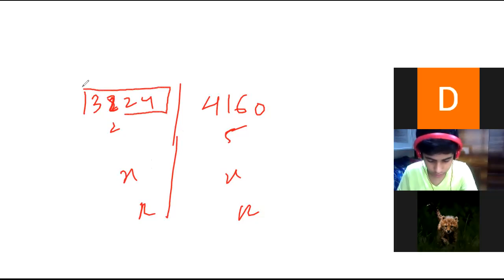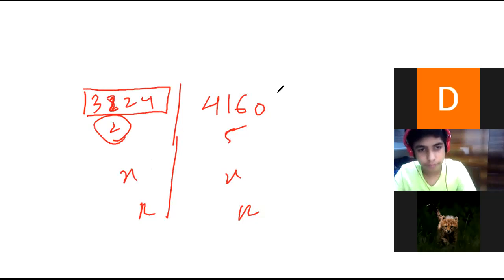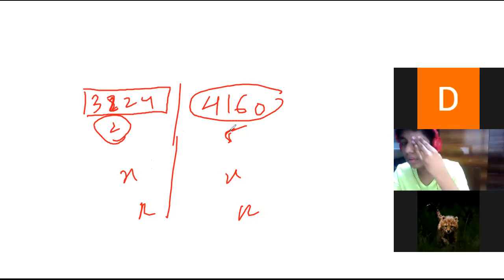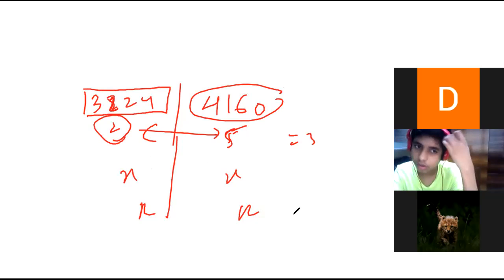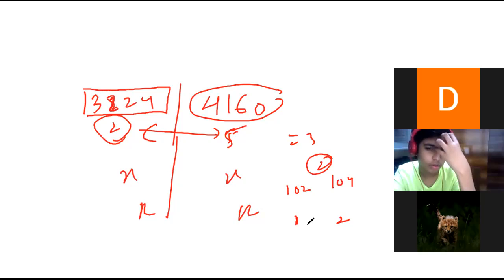This much amount I gave after how many years? 2. And this much amount I gave after how many years? 5. So whatever extra I gave, that was interest for how many years? 3 years. See, suppose 5 minus 2. If I return after 1 year, I gave suppose 102. After 2 years, I gave 104. So 2 rupees extra is interest in 1 year or not? Followed, sir.